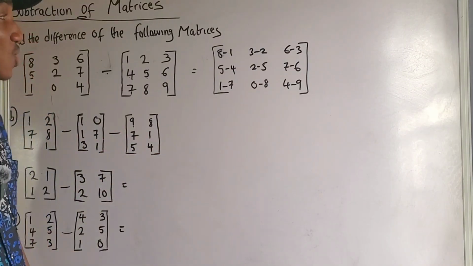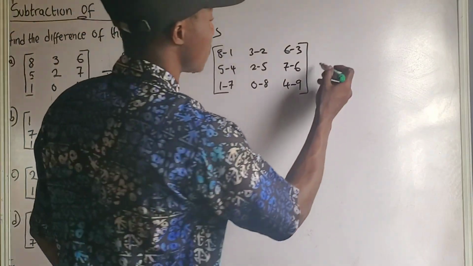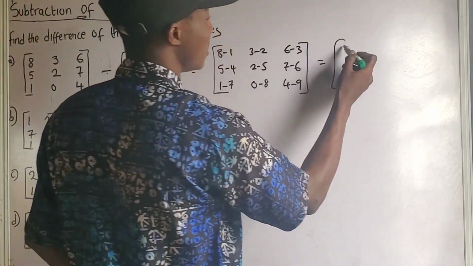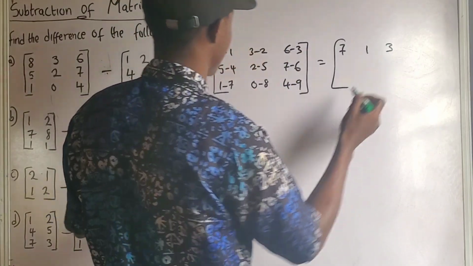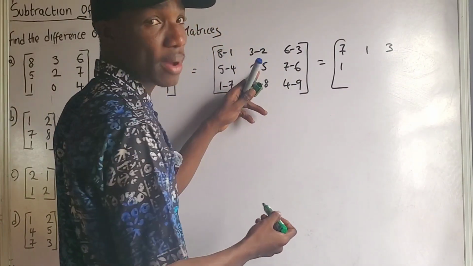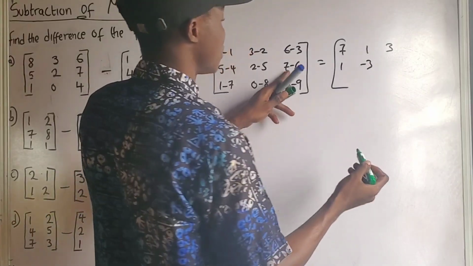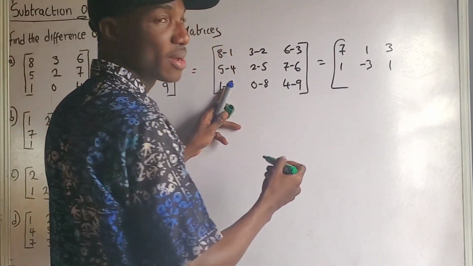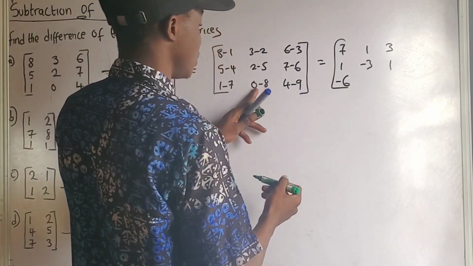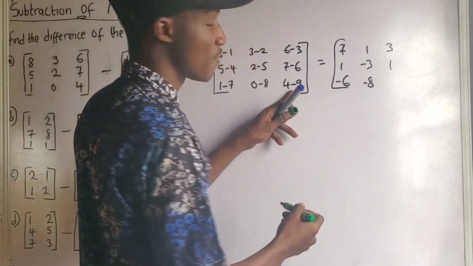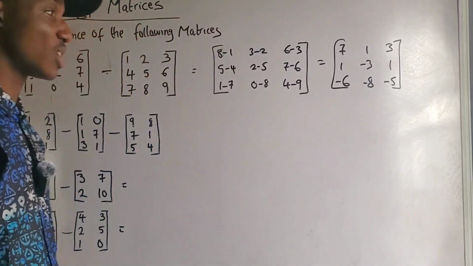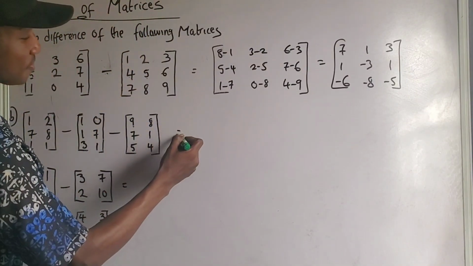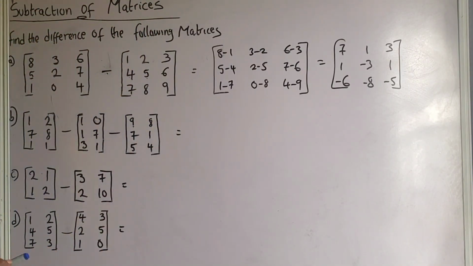Just pay attention. So let us take the difference. For this, I'm going to have 8 minus 1 is 7, 3 minus 2, 1, 6 minus 3, 3, 5 minus 4, 1, 2 minus 5, negative 3, 7 minus 6, 1, 1 minus 7, negative 6, 0 minus 8, negative 8, then 4 minus 9 is what? Negative 5. So that is the solution to that question. Now let us proceed to the second question.